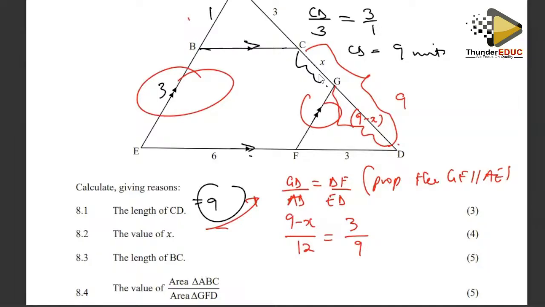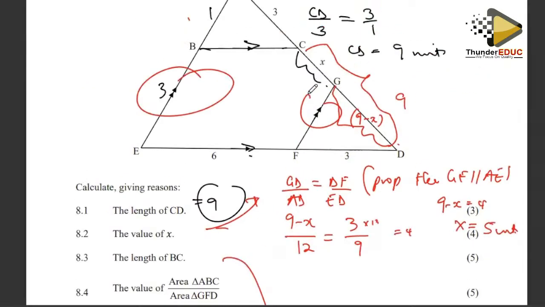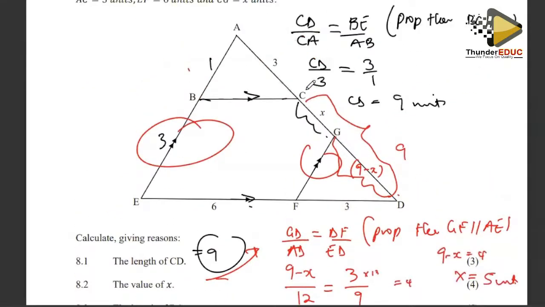So that's going to be like a 36 over 9, which is a 4. Okay, so meaning it's going to be 9 minus X is a 4, which means X is 5 units. Then they want us to get the length of BC. Okay, this length here.